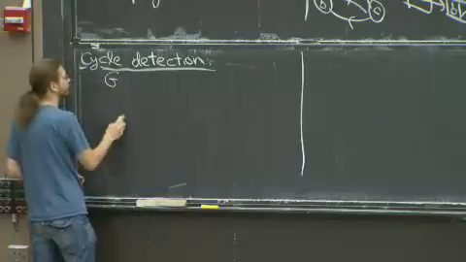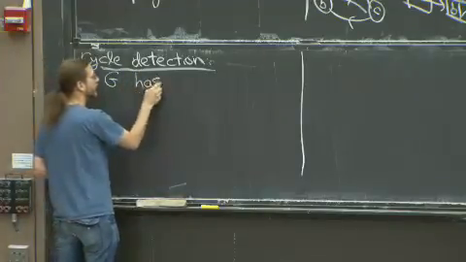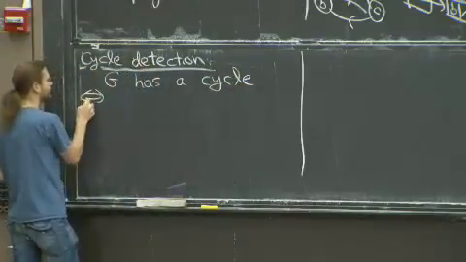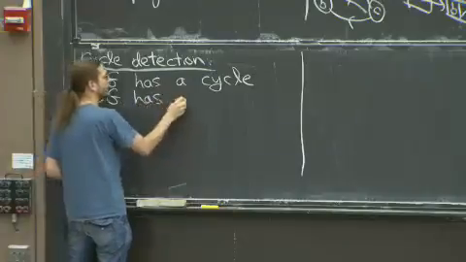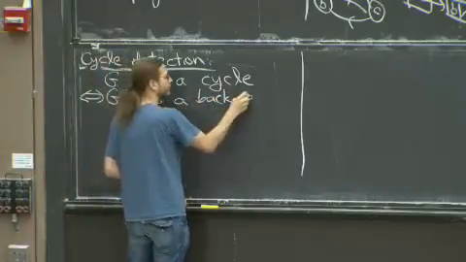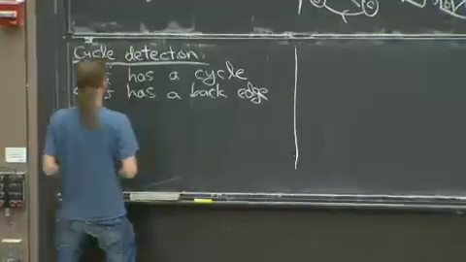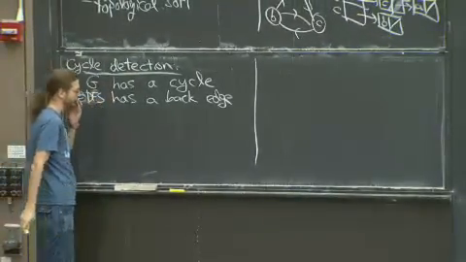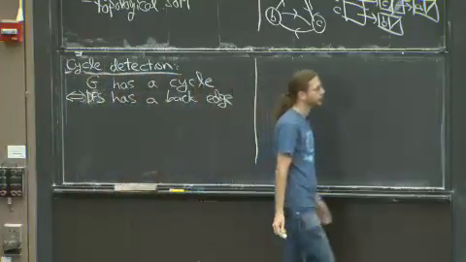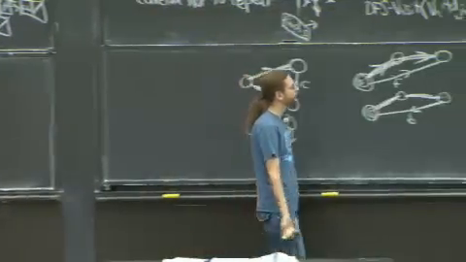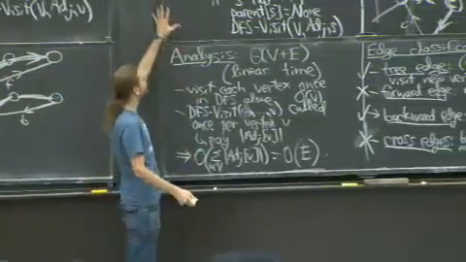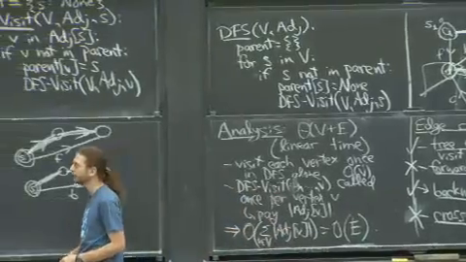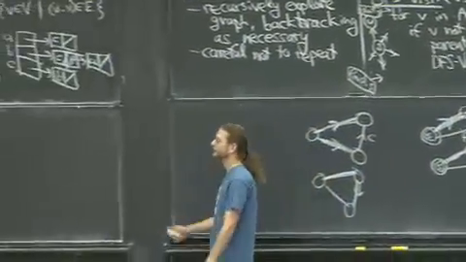So does my graph have any cycles? G has a cycle. I claim this happens if and only if G has a back edge. Or let's say a depth first search of that graph has a back edge. It doesn't matter where I start from or how I run this top-level DFS algorithm to explore the whole graph, because I want to know in the whole graph, is there a cycle? I claim if there's a back edge, then there's a cycle.